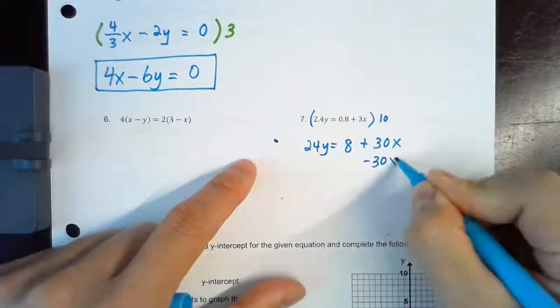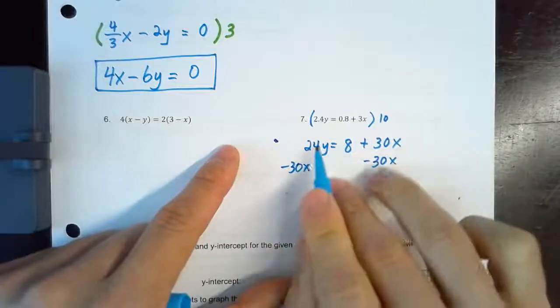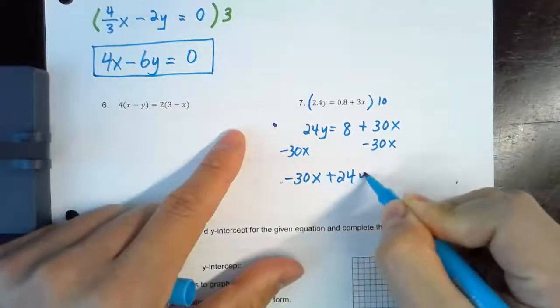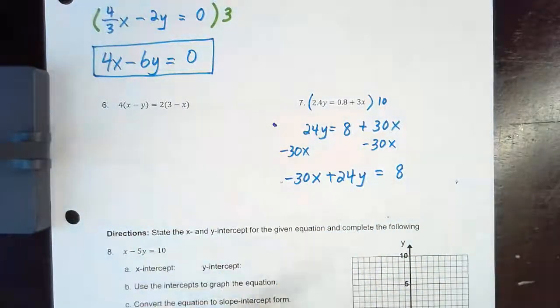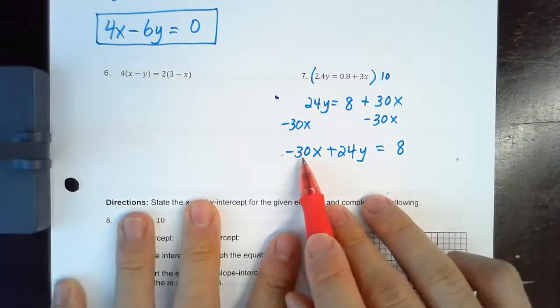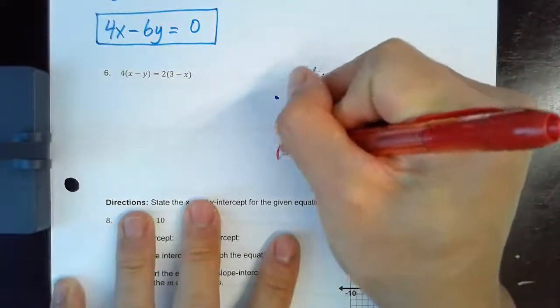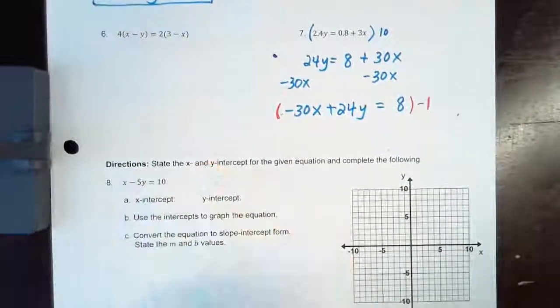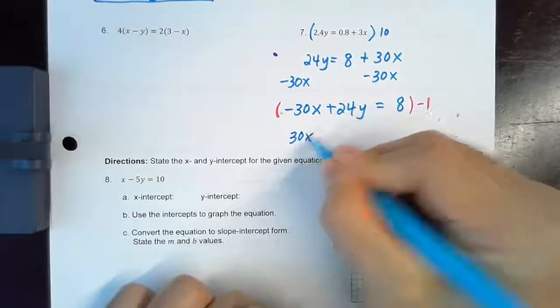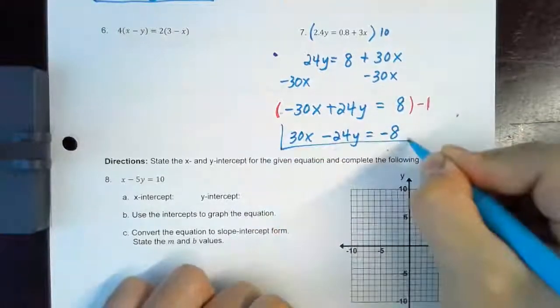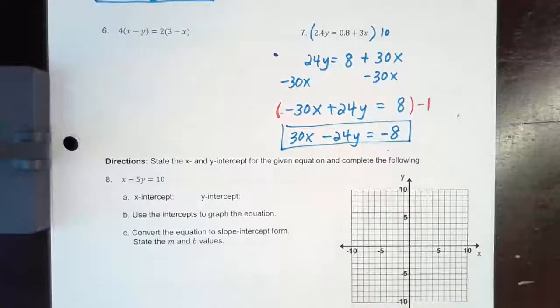Okay, so now I'm going to go ahead and just subtract 30x, and I'm actually going to put it in the front of the 24y. So I end up with negative 30x plus 24y is equal to 8. Now, it's important to realize that now our coefficient of x, our a value, is not positive. So I'm going to multiply by negative 1. Okay. I end up getting 30x minus 24y is equal to negative 8. And that's my final answer.